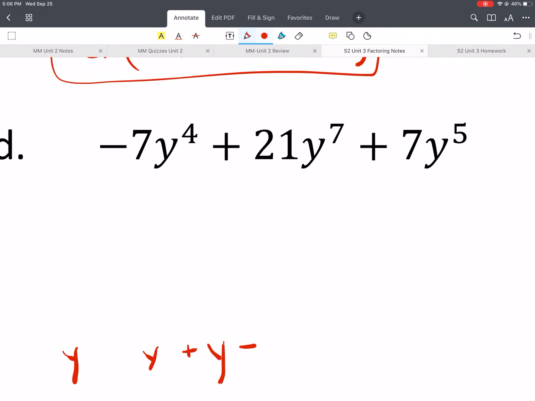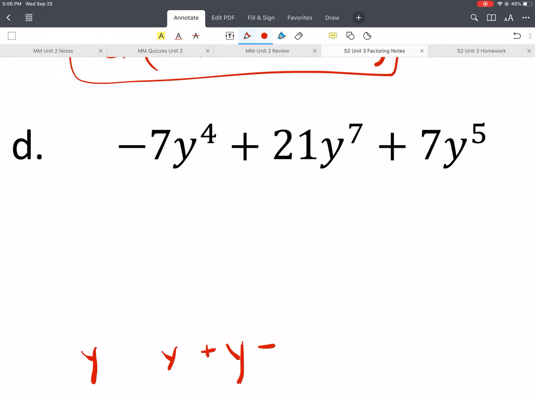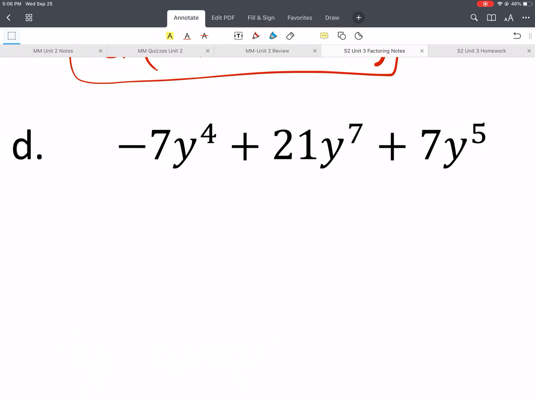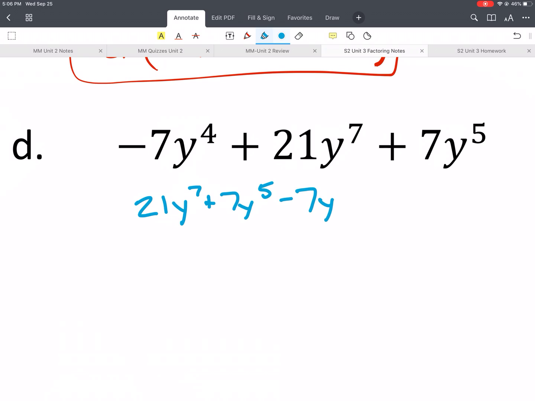D, okay, it's not in standard form. I had so many students when I started this, I was like, okay, give this a shot. And everyone just started factoring out a negative because they thought that we had a leading negative. But remember, we need to have it in standard form, which would be 21y to the 7th plus 7y to the 5th minus 7y to the 4th. Okay, so we'd make our parentheses. Greatest common factor would be a 7 and a y to the 4th.